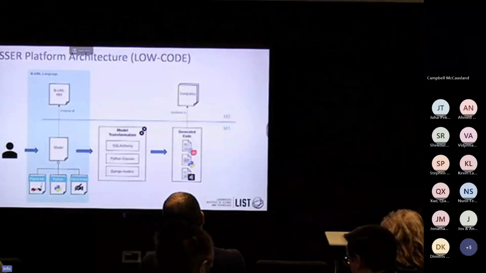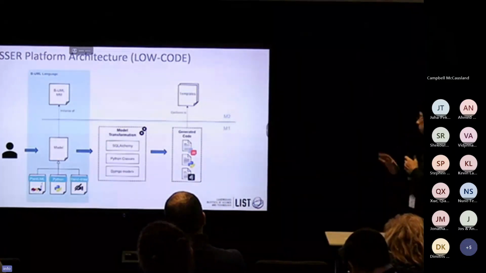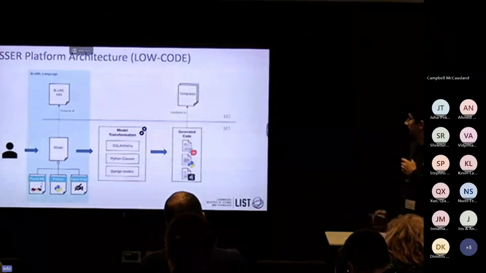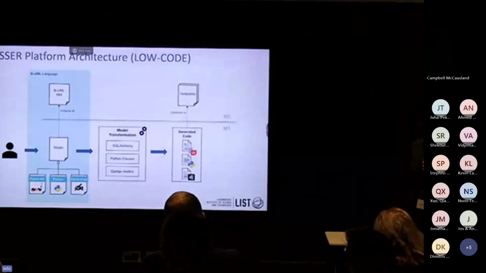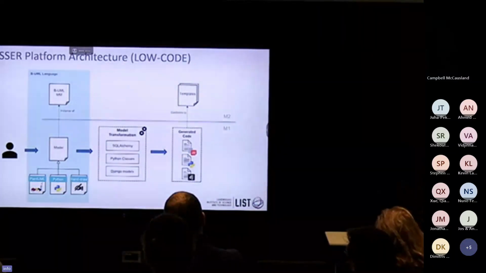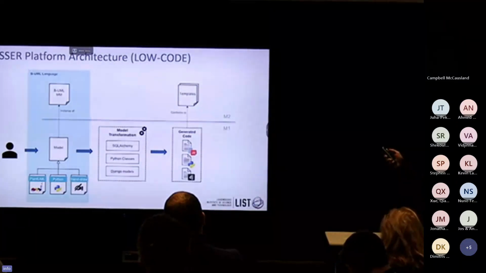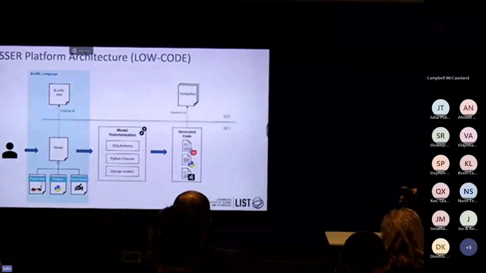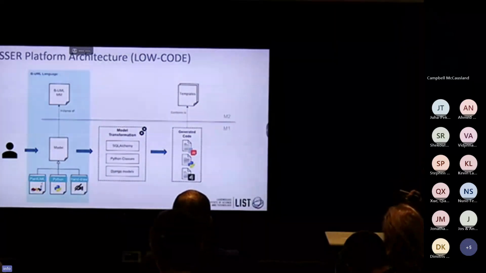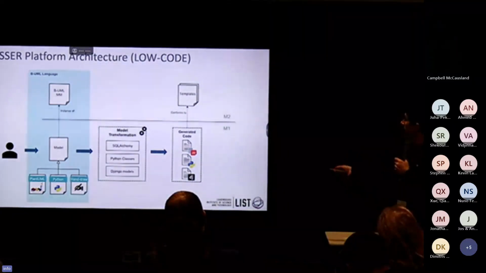And this is the current state of BESSER, but only for the low-code part. Here we have developed a language called BAML. BAML is a language developed in Python and based on the UML specification. Basically, with this language, the user can specify a model using the typical concepts of UML: classes, relationships, attributes, and others. And also, we have defined some model transformations or code generators.